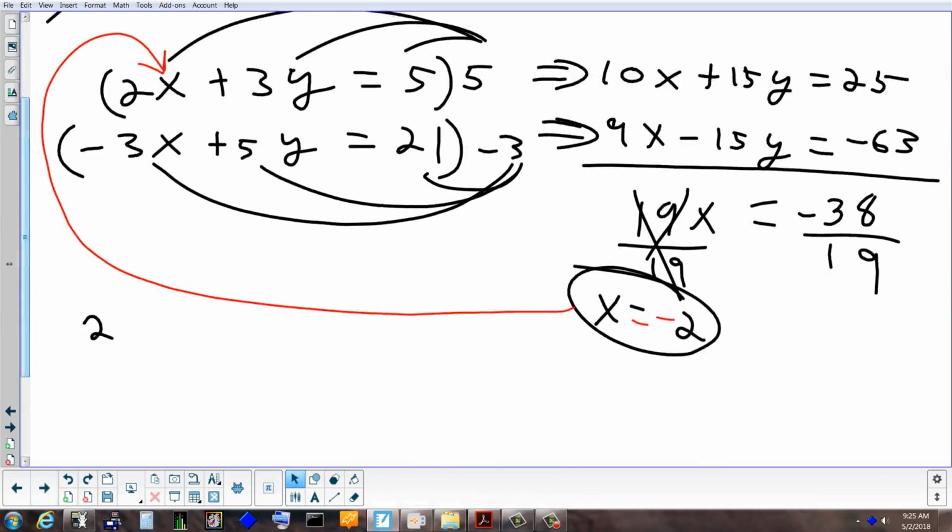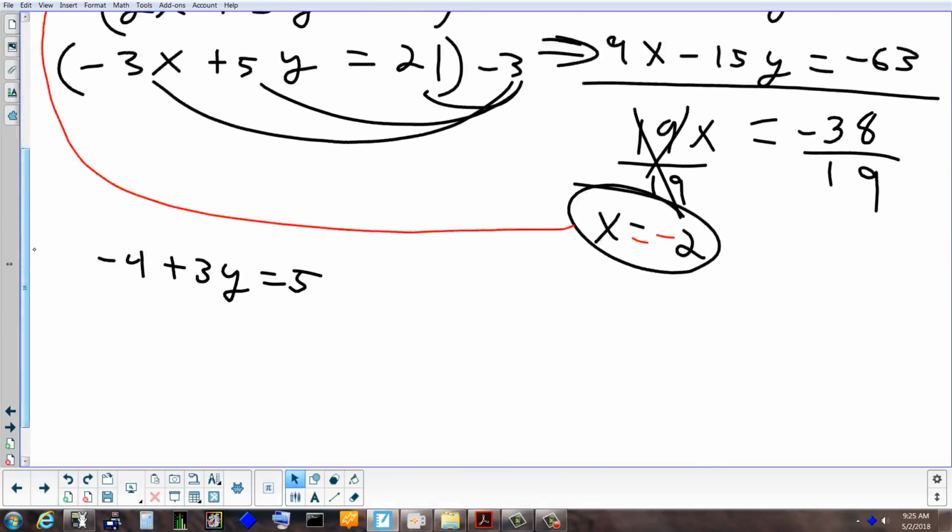So we've got, let's just do this as we go. 2 times -2 is -4. Plus 3y equals 5. And Gracie, can you just walk me through finishing that up to solve for y? You add 4 to both sides and then divide by 3.